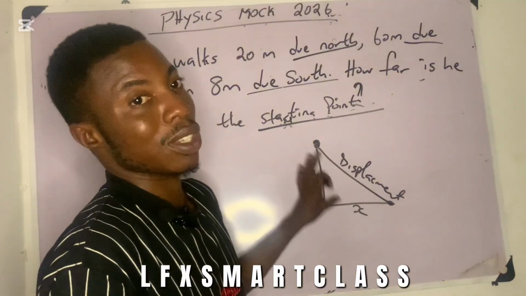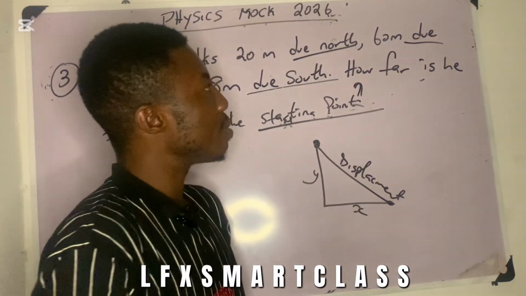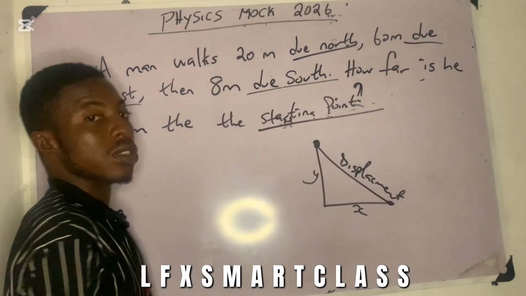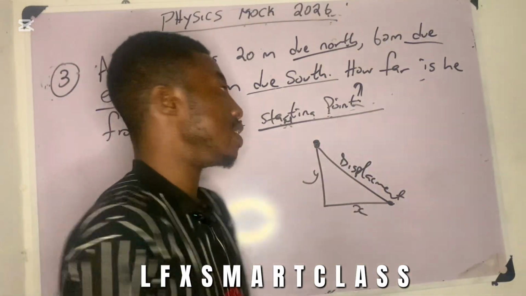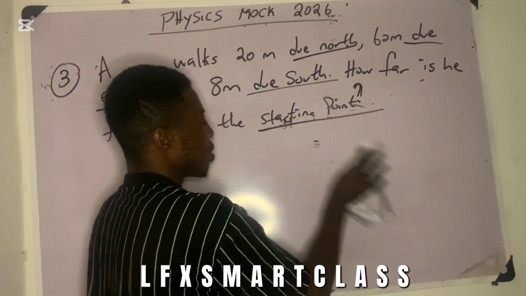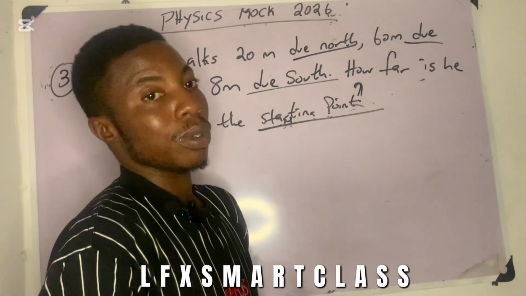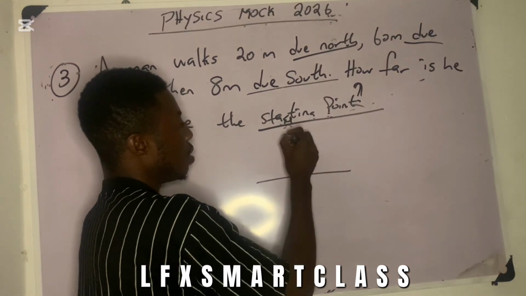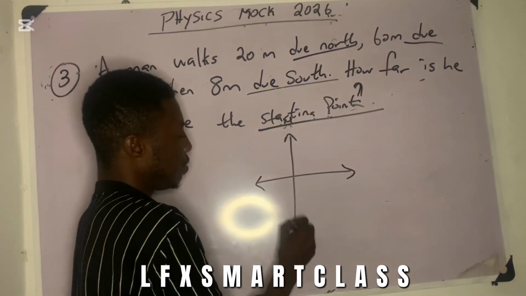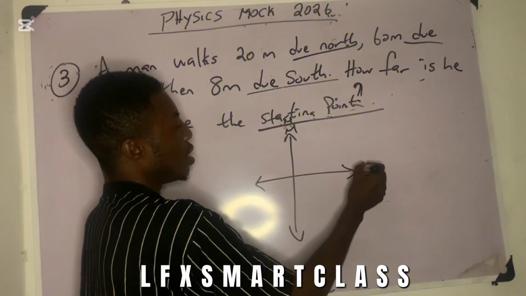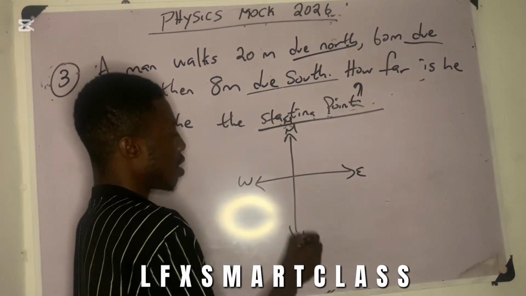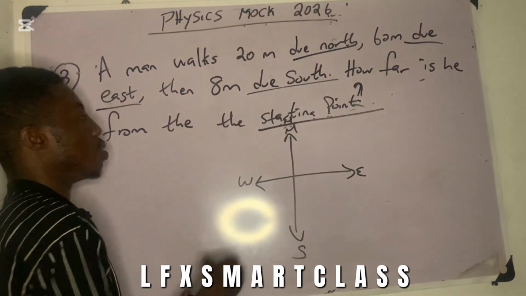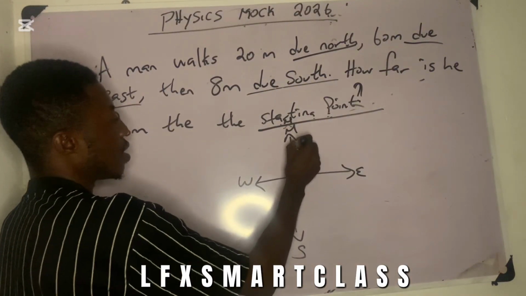When it comes to displacement, we are solving displacement. But in this particular question, you are seeing three directions: north, east, and what? South. How can we solve a question like this? First, your cardinal points will help you. That's the first thing. So you draw your 4 cardinal points so you can note the direction. This is your north, this is your east, this is your west, and finally this is your south.